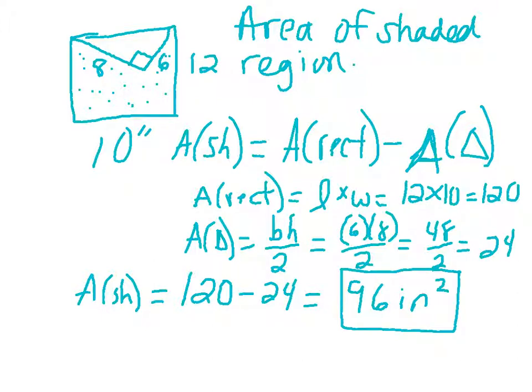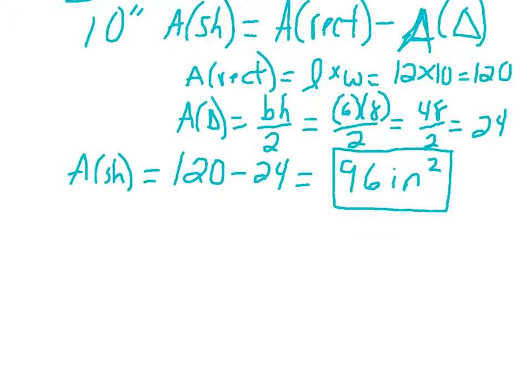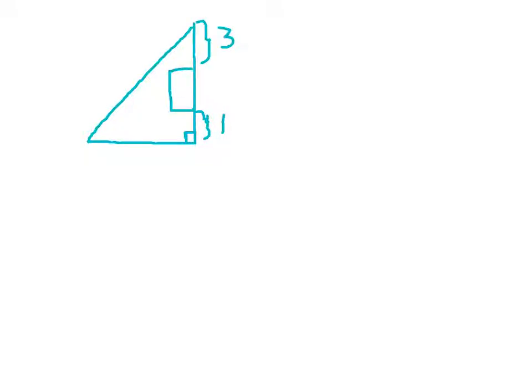Next up, this one's gonna look a little bit different. This time the bulk of the figure is gonna be a triangle, and it's a right triangle. We have a rectangle inside of it. This little piece is not drawn to scale. That little piece is 1 unit. This little piece is 3 units.